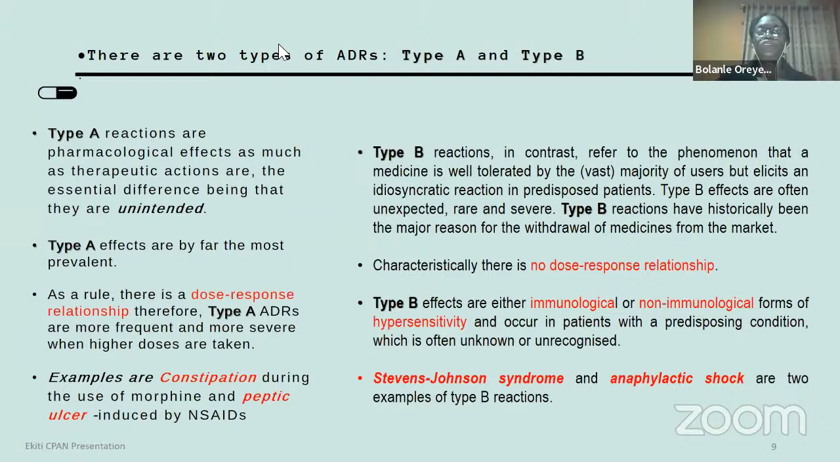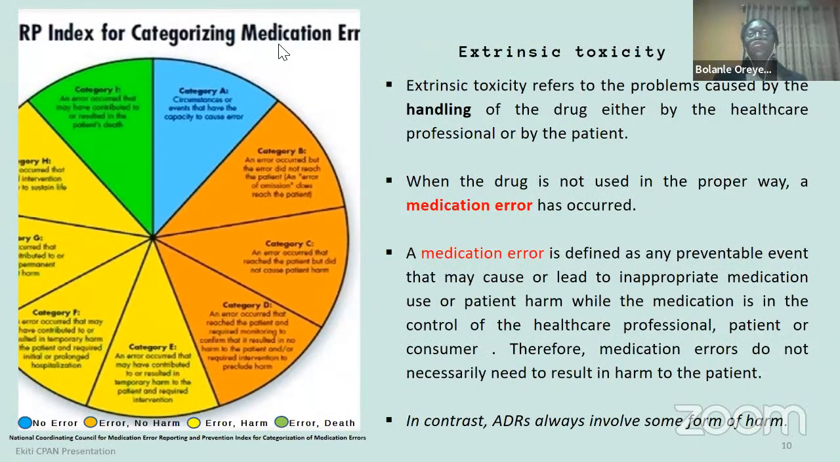Exclusion toxicity refers to the problems caused by the handling of the drug, either by the healthcare professional or by the patient. We find this happening maybe due to storage or handling, when you leave the drugs out in conditions that are not favorable for that kind of drug. Some drugs are light sensitive. If they are not properly stored, you have that problem with them. Some drugs also require certain temperatures, such that you need to refrigerate them to keep them within the temperature range under which they remain active and potent for the duration of their shelf life.